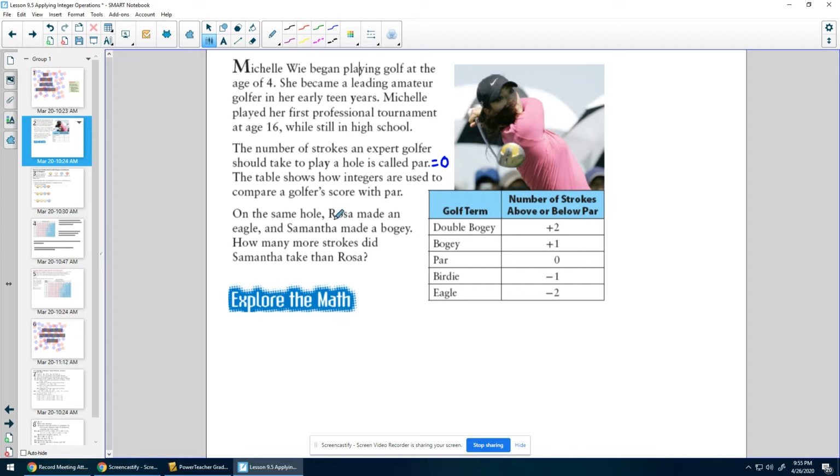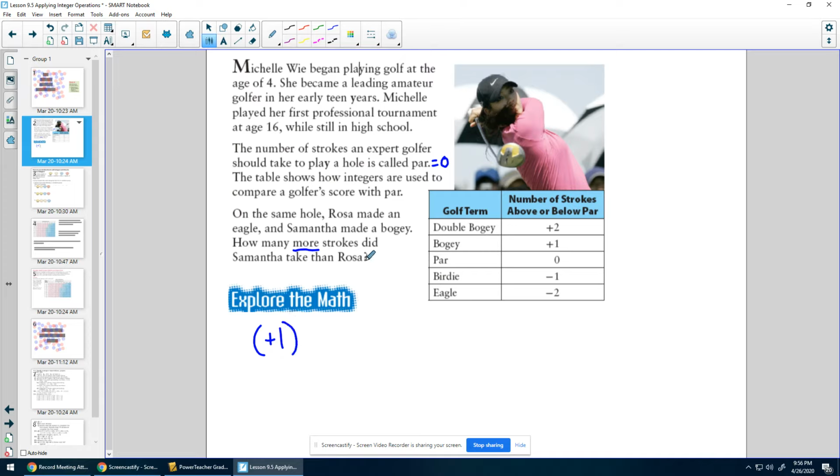Okay, so on the same hole, Rosa made an eagle and Samantha made a bogey. How many more strokes did Samantha take than Rosa? So we're looking for how many more strokes did Samantha take than Rosa. So first thing, that means we want to see the difference between Samantha and Rosa's. So we're going to start off with Samantha. Bogey. Bogey is +1.